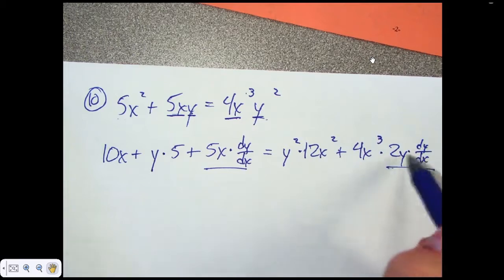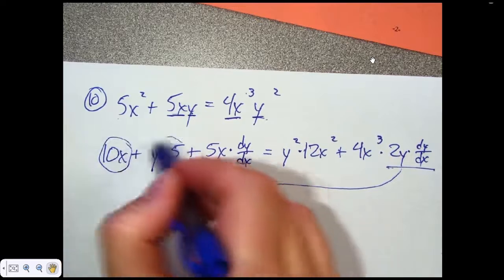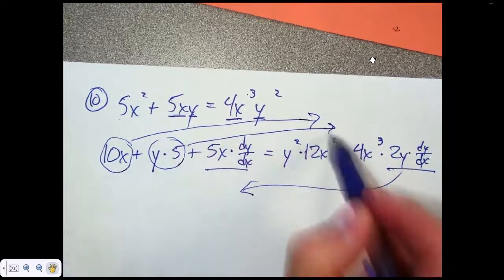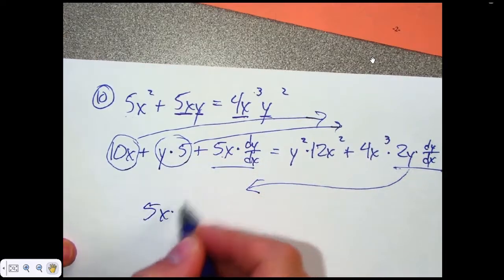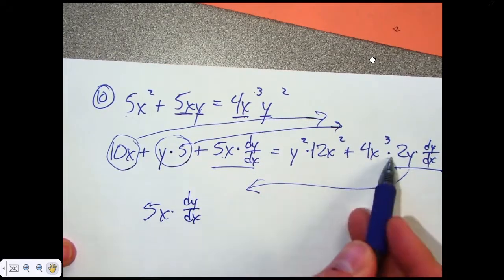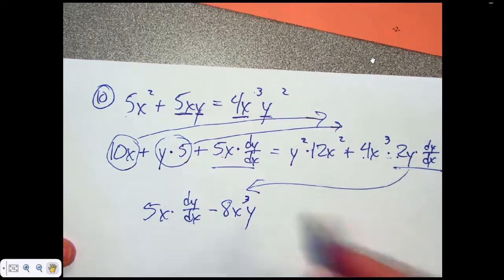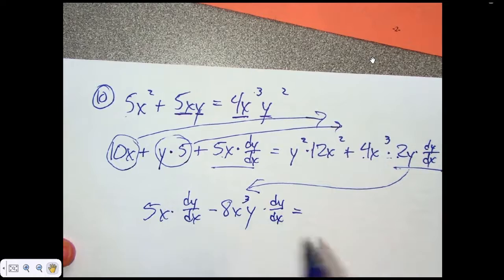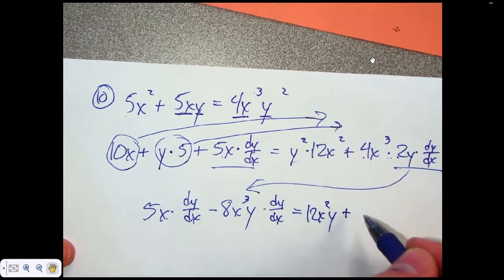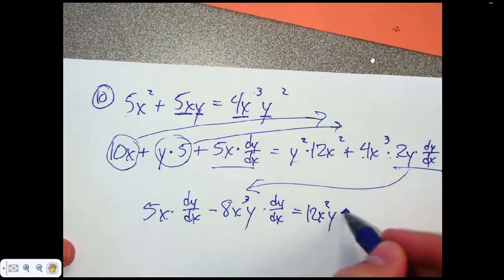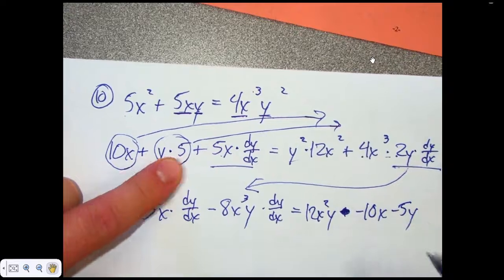So I'm going to bring this guy over here. At the same time, I'm going to move these two over there. Just remember when you cross the equal sign, the signs change. So now this 5x times dy dx is still here. This will now become negative. I'm also going to rewrite it as 8x to the third y. Just multiplying the 4 and 2 together. These two stayed over here, so 12x squared y. No, that's just that 1. Sorry, there's only 1 there. And then this 10x moves over, so now it's negative, and the 5y moves over, so now it's negative.